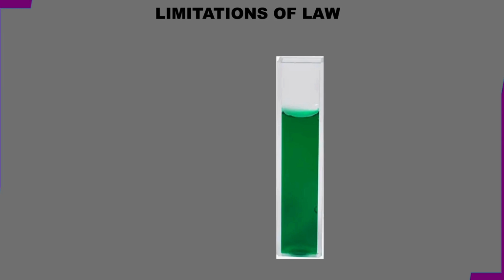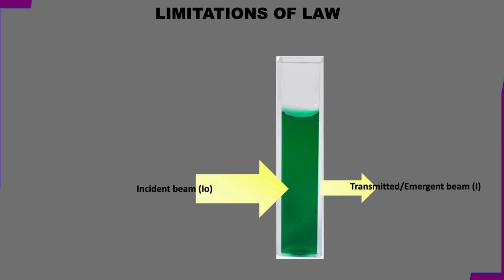Now these losses can be substantial enough, like you see an incident beam is striking the sample having a high intensity, and it is transmitted with decreased intensity of the light. So we were talking about the scattering of light, the reflection and the interference losses, which can be substantial.